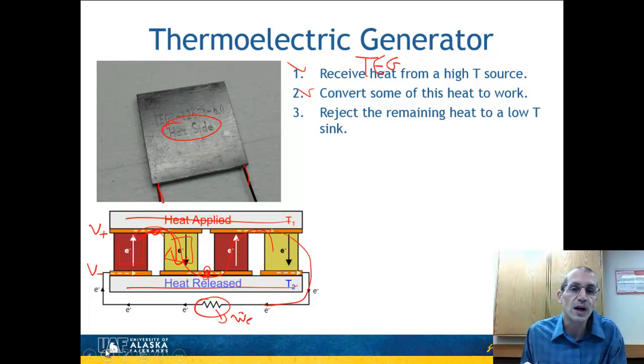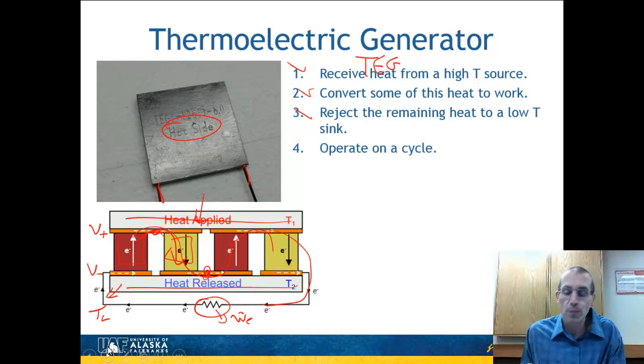Here's the third one. It rejects the remaining heat to a low temperature sink. This also requires something that's at a lower temperature, which is where the heat is released. And at steady state, whatever QH that comes in that isn't turned into work has to be rejected. So it is rejecting some remaining energy to a low temperature. So yep, it satisfies characteristic 3.